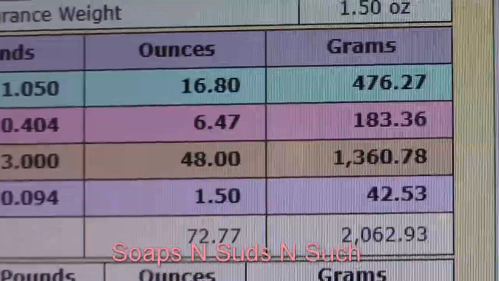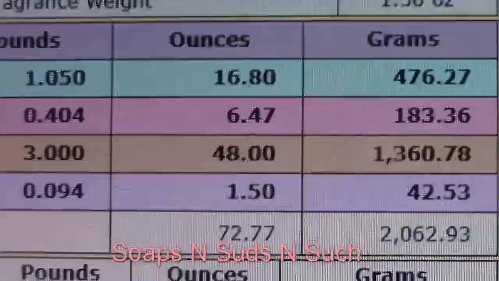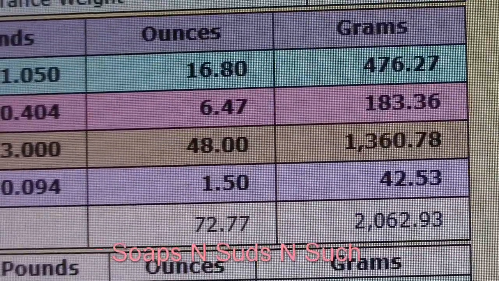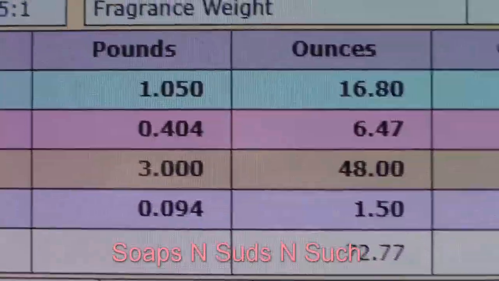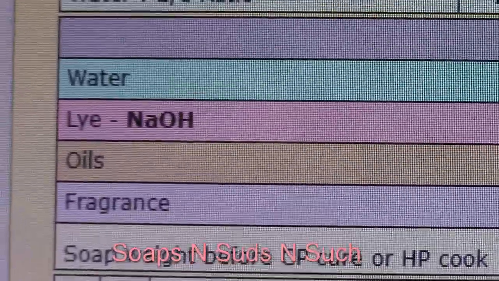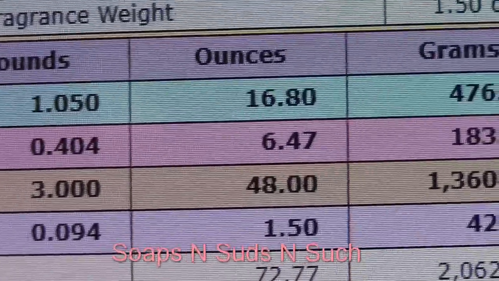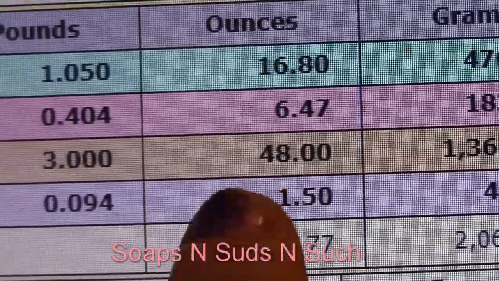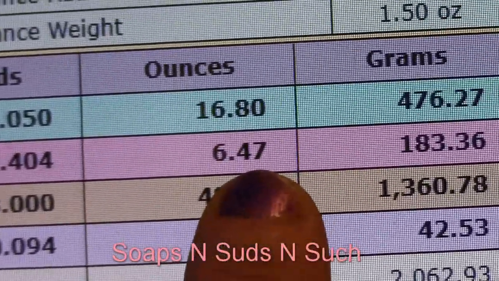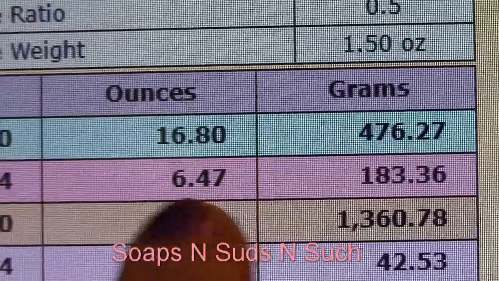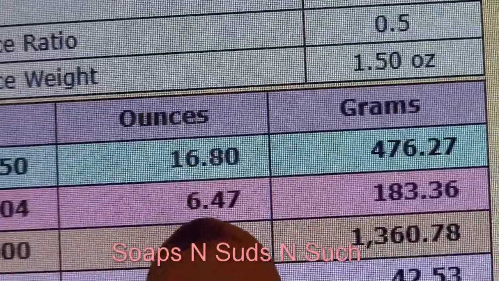Now, that's just my opinion. People that chill it, that's fine. That's up to you, because you can do it. Okay. Then we're going to move down to our lye. We've got our pounds, we've got our ounces, which is 6.47, which is below the 50. So we're going to leave that at 6 ounces of lye.